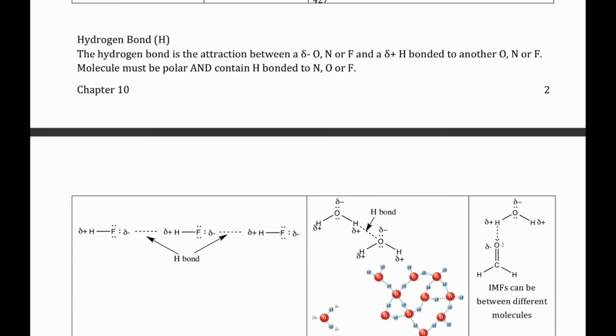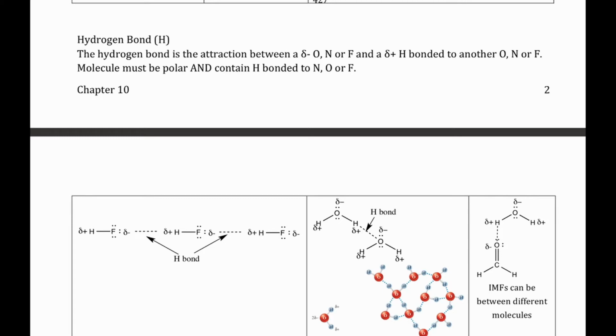The hydrogen bond, so the next kind of IMF that we'll talk about. It is the attraction between a partially negative oxygen, nitrogen, or fluorine and a partially positive hydrogen bonded to another O, N, or F. So the criteria for the hydrogen bond is the molecule must be polar, kind of like the dipole-dipole situation, and the molecule must contain H bonded to N, O, or F.